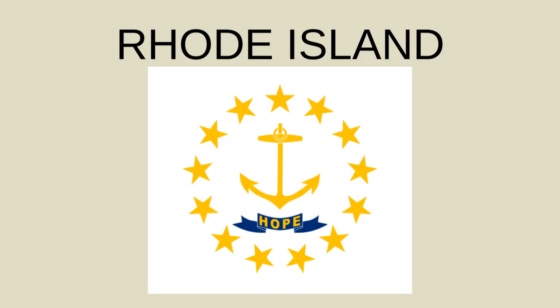The anchor likely references Rhode Island's maritime culture and history, as well as being a traditional symbol of hope. The 13 stars stand for the 13 colonies, and possibly Rhode Island being the 13th state. The word hope is just the state motto.